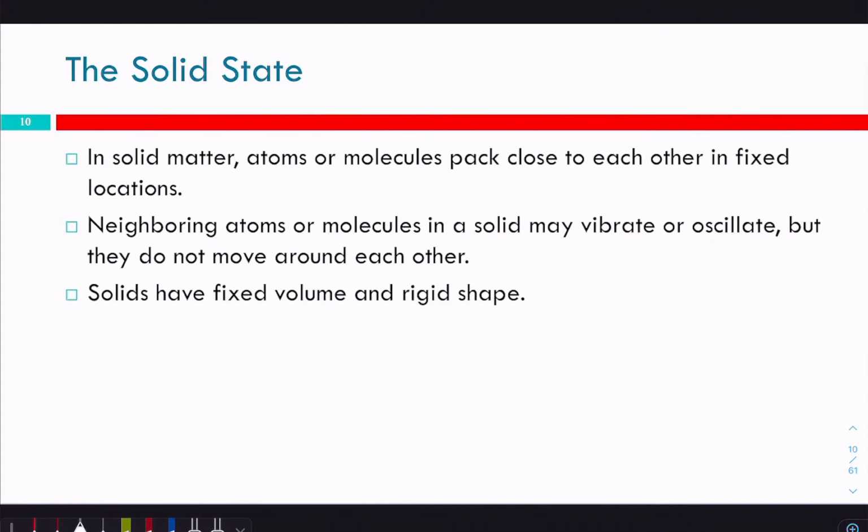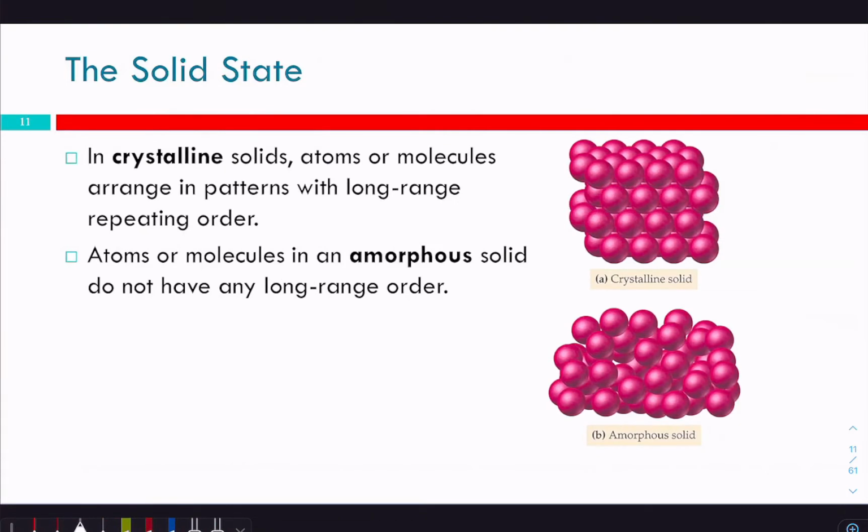And because of this, solids have a fixed volume and a rigid shape. All right, so those are the key takeaways here. Solids have a fixed volume and rigid shape because everything's locked together. There are 2 types of solids. I think we'll get into this more later in the class. There are crystalline solids, which are atoms or molecules that are arranged in patterns with a long-range repeating order.